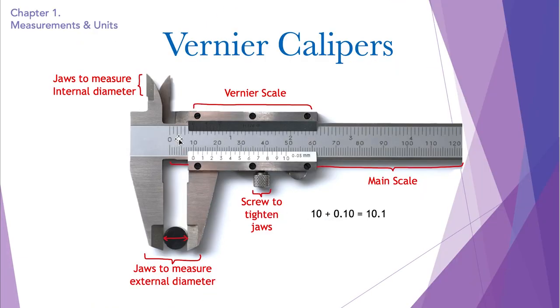Basically, read the main scale just to the left of 0 and then the vernier scale. How do we do that? We find the markings of the vernier scale which is exactly aligned with the markings on the main scale. And then we add the vernier scale reading to the main scale reading to find the answer. This is how we use the vernier calipers.